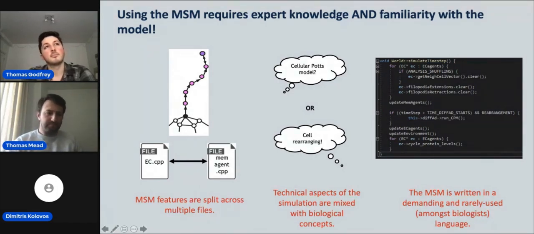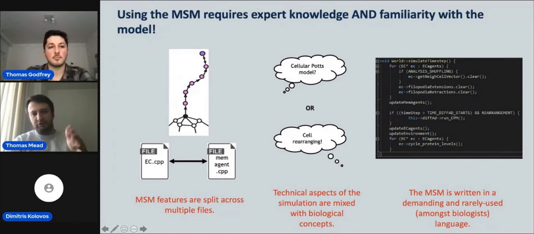So at the moment, if you're a new user, you might find that features that control protrusion behavior are split up across different files. And a lot of the technical aspects that you need to run the simulation are mixed with biological ideas. One example is that we use something called the cellular POTS model, which is essentially a thermodynamic model that lets cells rearrange along the vessel as it's progressing. But a biologist would never talk about a cellular POTS model. They would talk about cells rearranging. So we want to describe this in terms that they would inherently understand.